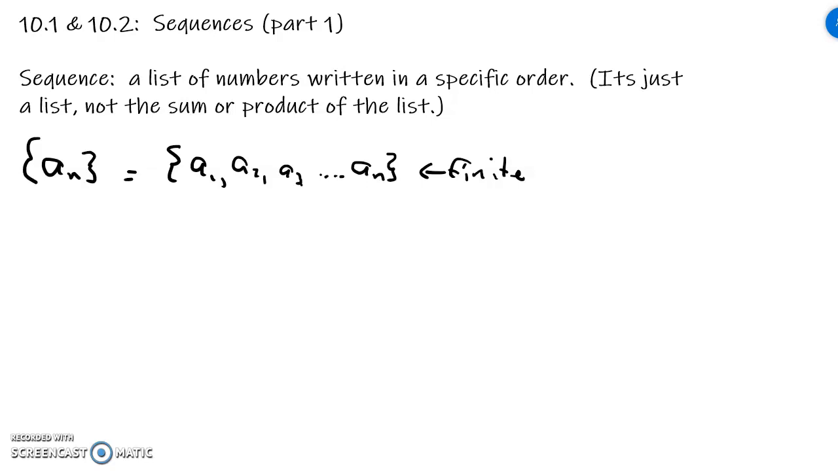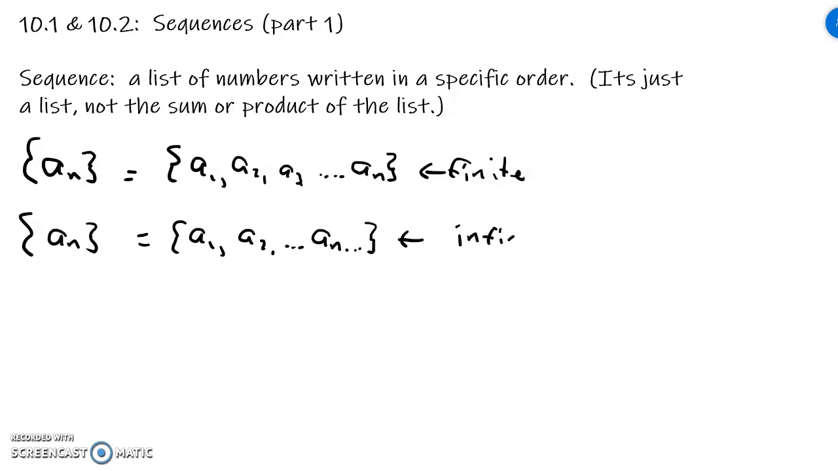On the other hand, I could come up with a sequence that starts with the first term, and I might list it as a sub 1, then a sub 2, then keep going to a sub n, and then keep going after that. So that sequence of terms has no ending to it. So instead of a finite sequence, I might refer to that as an infinite sequence. So the terms just keep on going and going and going.